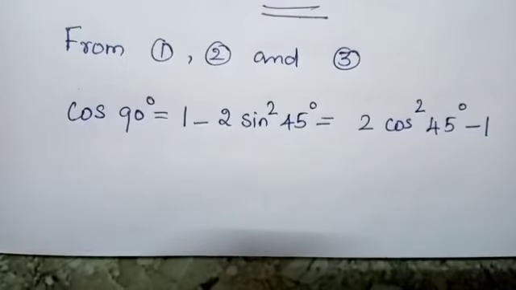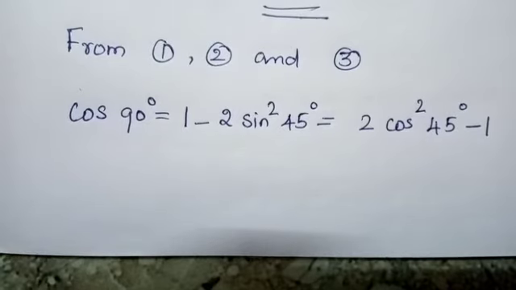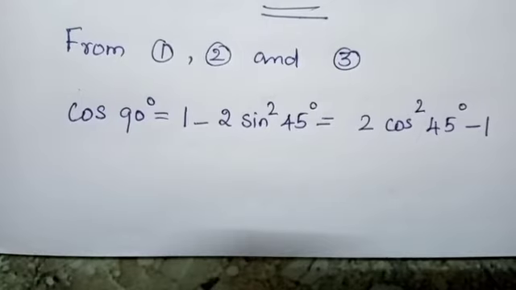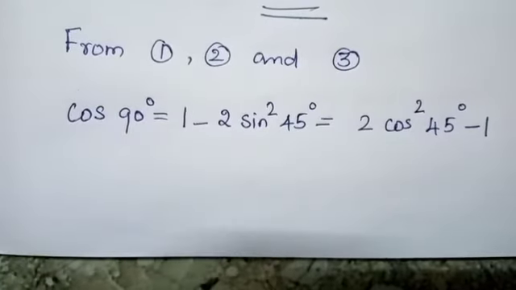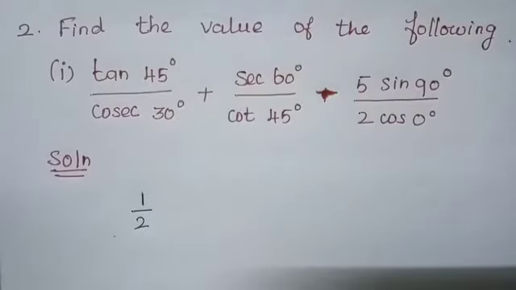From 1, 2 and 3, we can say cos 90 degree equals 1 minus 2 sin square 45 degree, equal to 2 cos square 45 degree minus 1. Question number 2. Find the value of the following. The question is tan 45 degree by cosecant 30 degree plus secant 60 degree by cot 45 degree minus 5 sin 90 degree by 2 cos 0 degree.